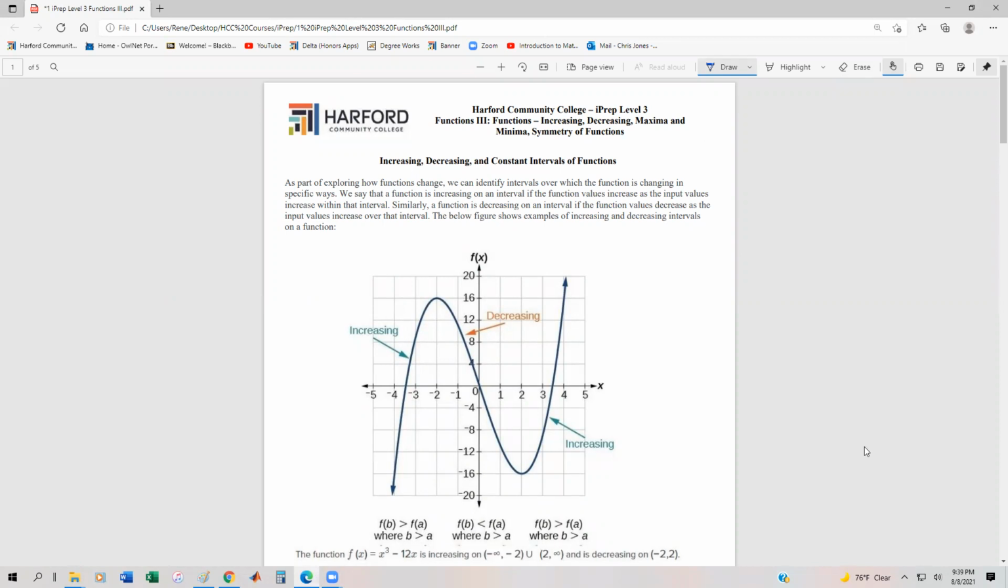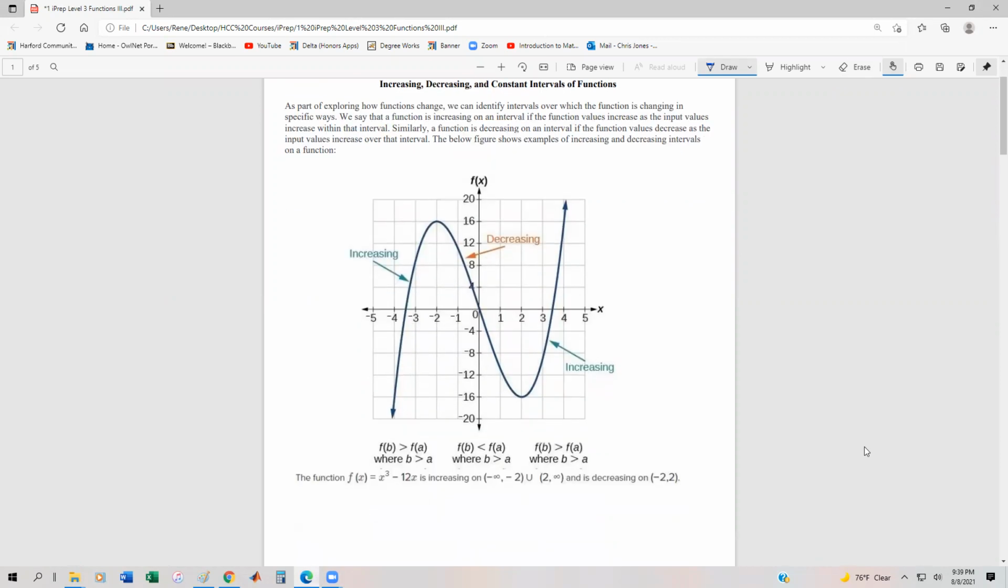And so you can see in the diagram below that we have the idea of a function increasing. A function is increasing as the y value goes up. So you can see right here on this function, it is increasing, increasing, until it gets to this point right here, right? So basically, this function is increasing from negative infinity to -2.